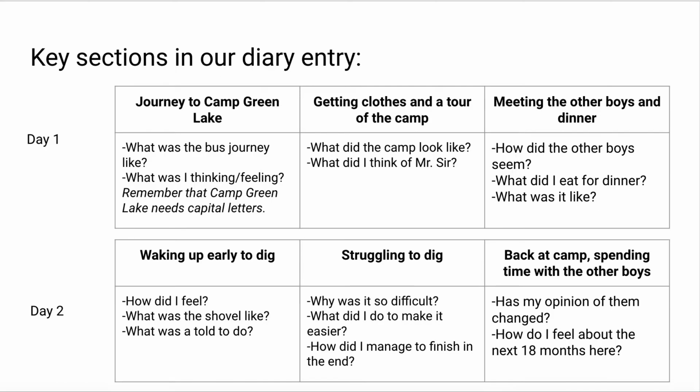Remember that whenever you write Camp Green Lake in your plan or in your text, it needs to have capital letters. And then we'll talk about getting the clothes, the orange jumpsuit, and being given a tour of the camp by Mr. Sir. And then after that, we can talk about meeting the other boys and going to dinner, about how the other boys seemed, what he ate for dinner, what it was like.